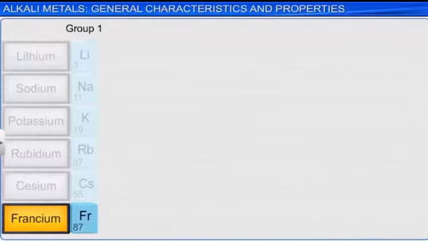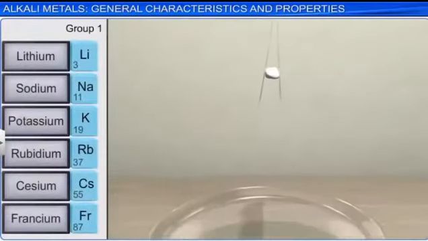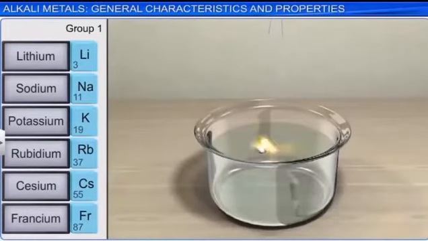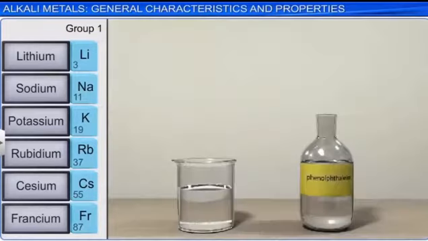Do you know the origin of the group name alkali metals? When group 1 metals react with water, they produce hydroxide, OH-, ions. Hydroxide ions in water produce basic or alkaline solutions. In the presence of phenolphthalein, an indicator, the solution will turn pink as the hydroxide ions formed react with phenolphthalein.